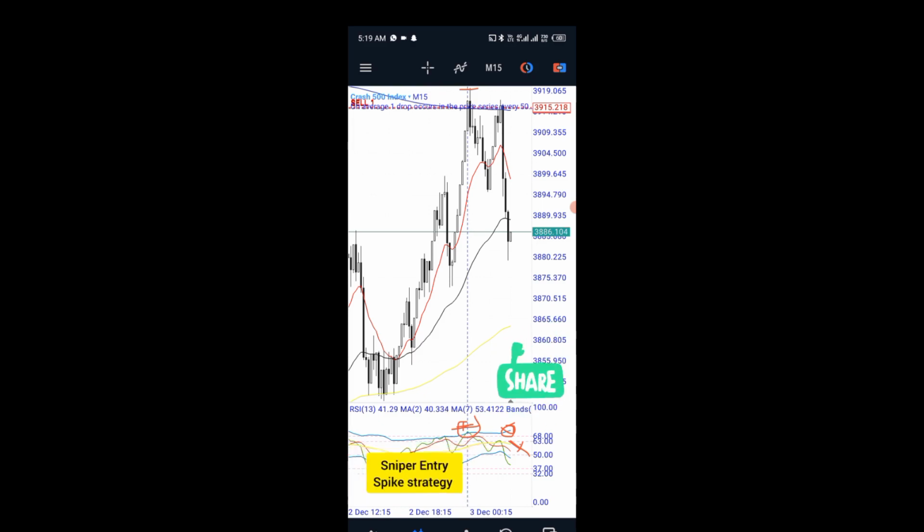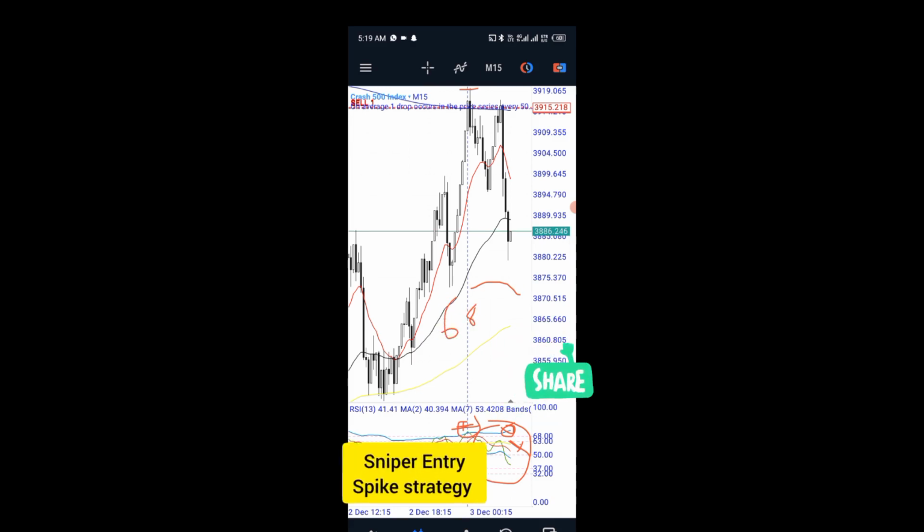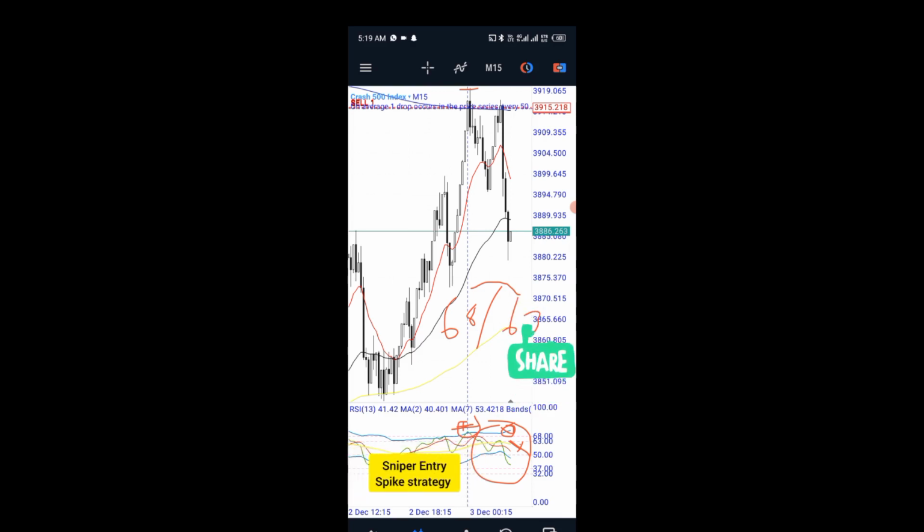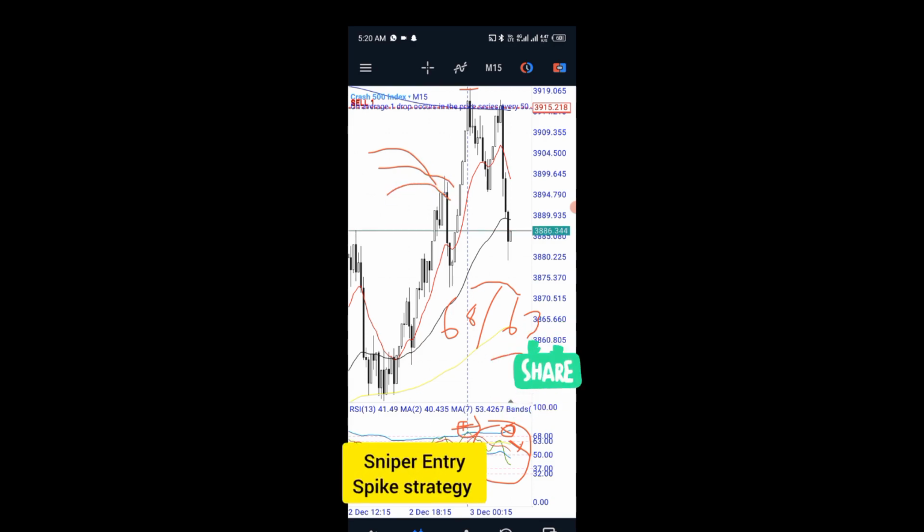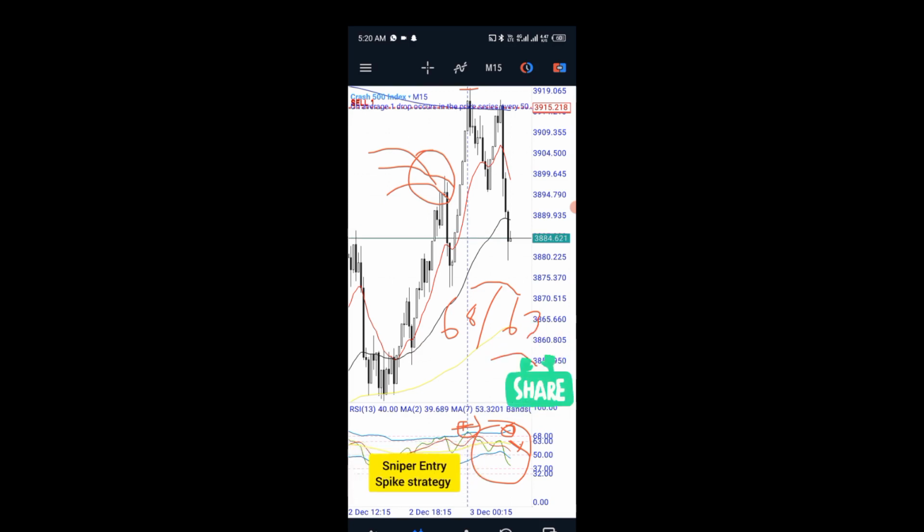Once you have it, take notes. Your yellow moving average in this indicator here, our TDI, has to be at the 68 level or the 63 level. Take notes, it has to be at the 68 level or 63 level. And the green moving average, which is our fast moving average, must align like this: you have the yellow, followed by the green, then followed by the red. Once you have this confirmation, you are sure that you are going to catch the spike.